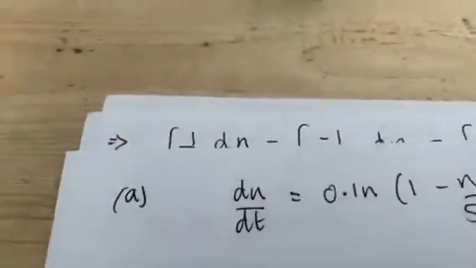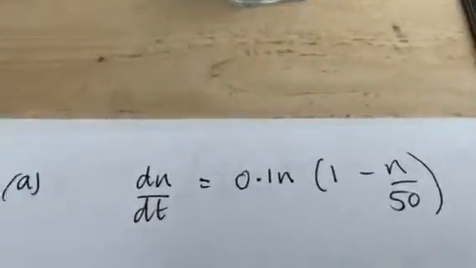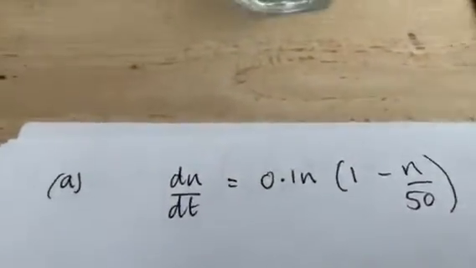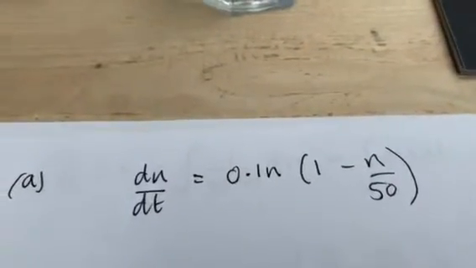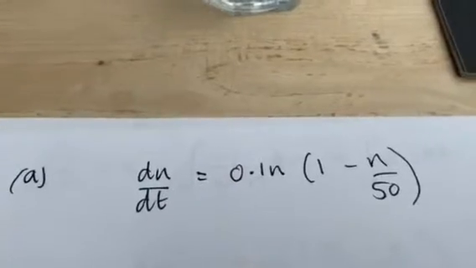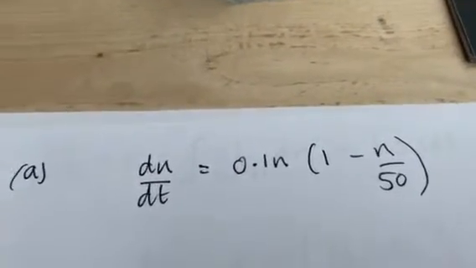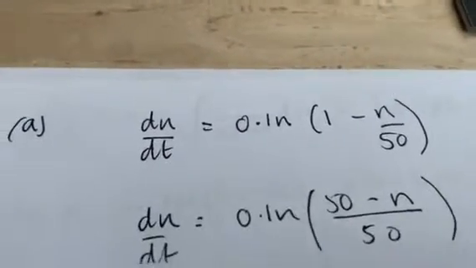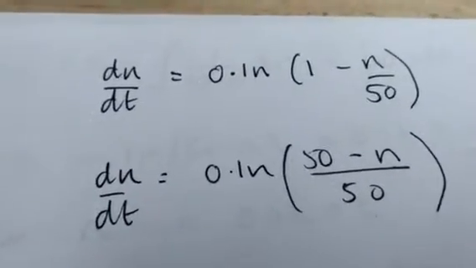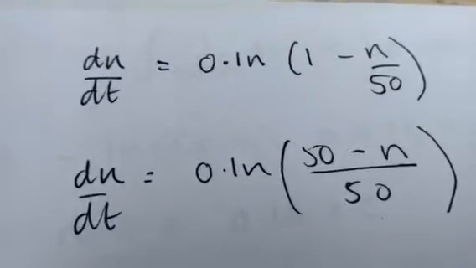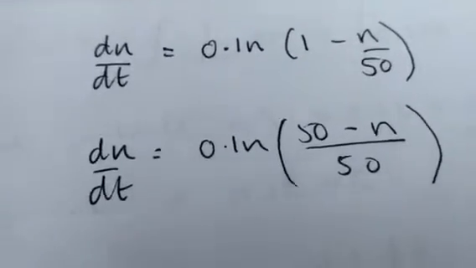Right, so the first thing we do is take what they've given us, and what you've got to be able to do is get all your terms with an n in onto the left hand side. To do that, the first thing I did was rewrite that bracket over a common denominator of 50. So I rewrote the 1 as 50 over 50.